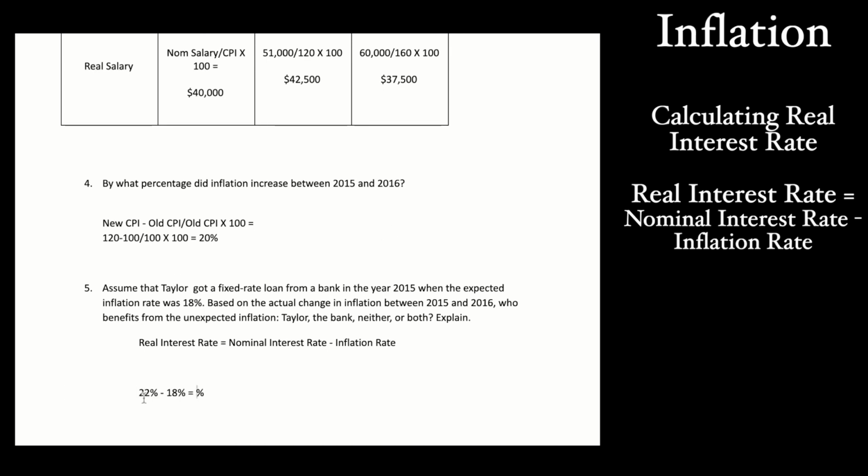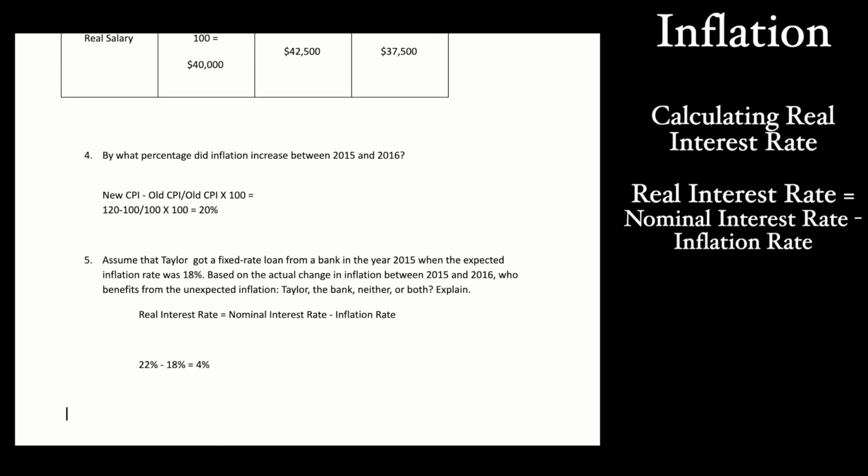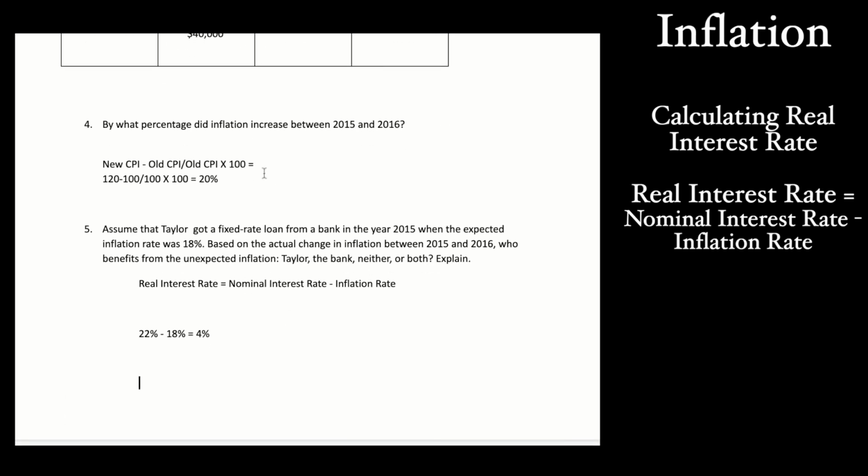And so what we have here, our real interest rate, is what we're actually paying back in real value. The bank charged me a nominal interest rate of 22%. My inflation rate was expected to be 18%. And so because of that, I and the bank both thought that I was going to end up paying 4% real interest rate. We thought I was going to pay back 4% real value based on how high inflation was expected to go the next year. However, as we've seen, our inflation rate between 2015 and 2016 actually ended up being 20%. And so we're experiencing some unexpected inflation. That's higher than we expected. We expected 18%. We're experiencing 20%.